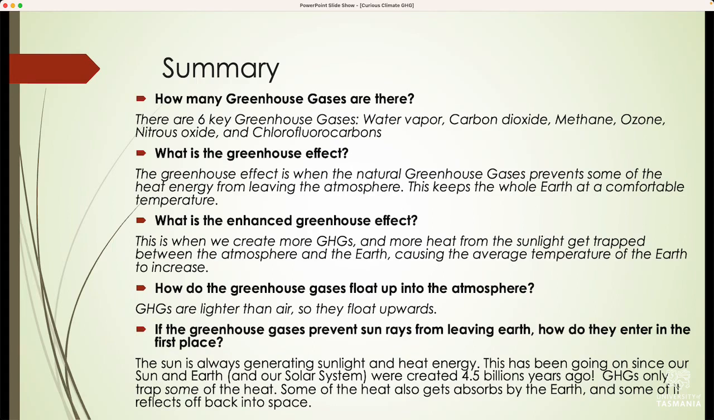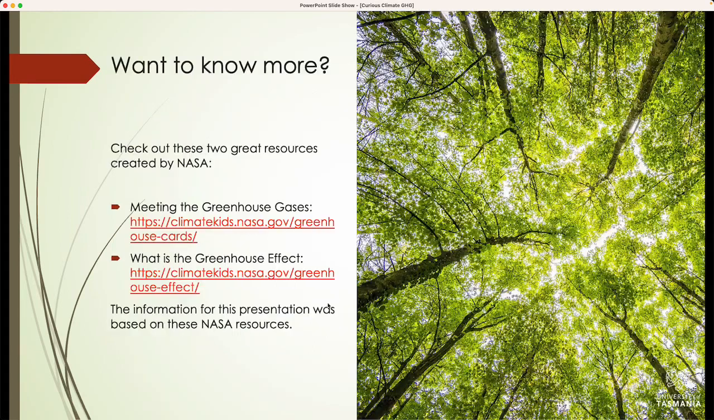And if you want to know more, please check out these great resources by NASA. The first one is Meeting the Greenhouse Gas. This is actually a card game, an activity that talks about those 6 greenhouse gases that I mentioned. And then the second link is a demonstration of the greenhouse effect, but through an animation or a simulation.